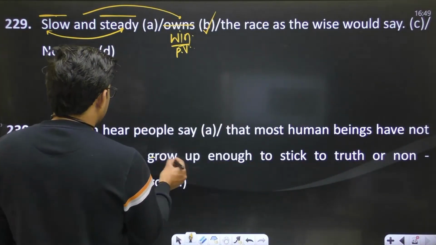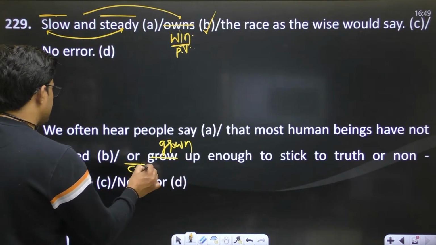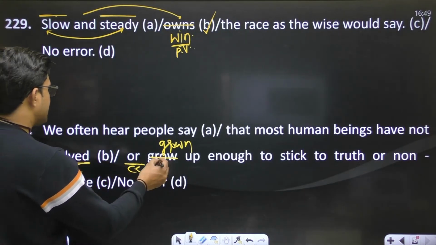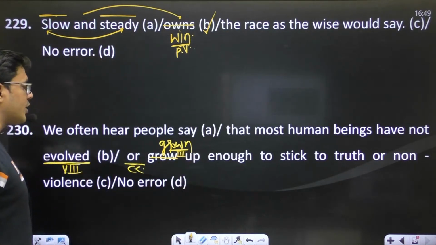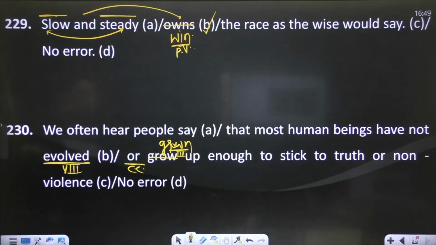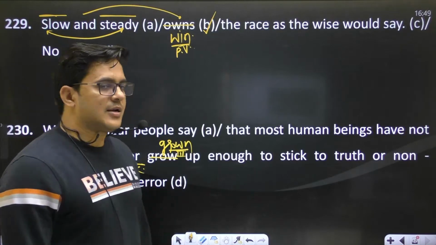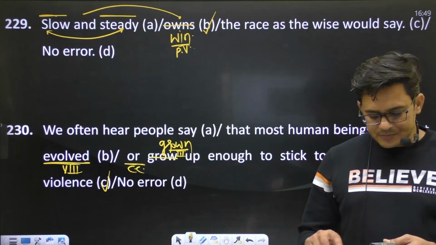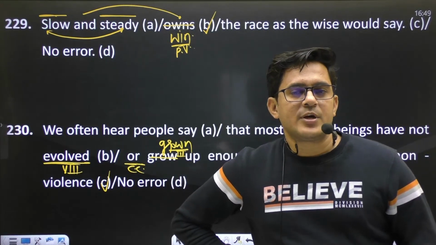We often hear people say the most human beings have not evolved or grown up enough to stick to truth or non-violence. This is a coordinate conjunction, and before this coordinate conjunction, the verb must be in the third form. The third form of grow is grown. In this sentence you have an error in part C. Okay, so I think you are getting my point, and everything is okay now.